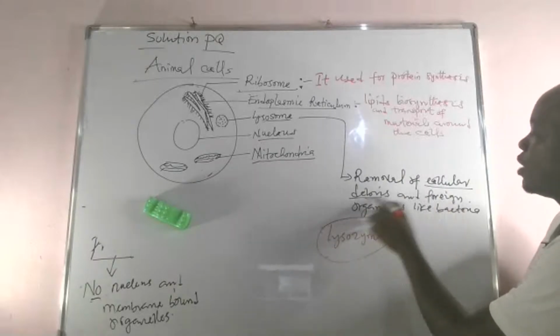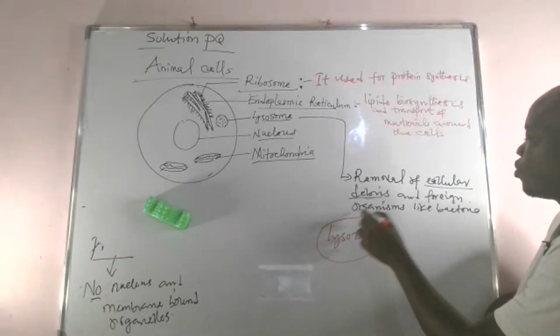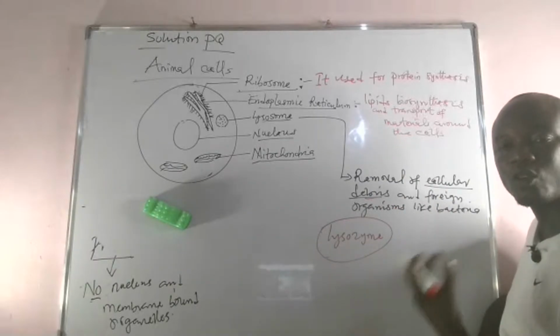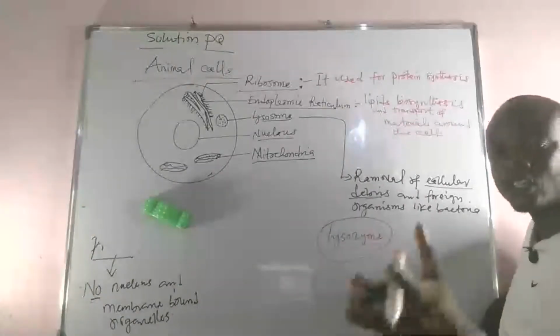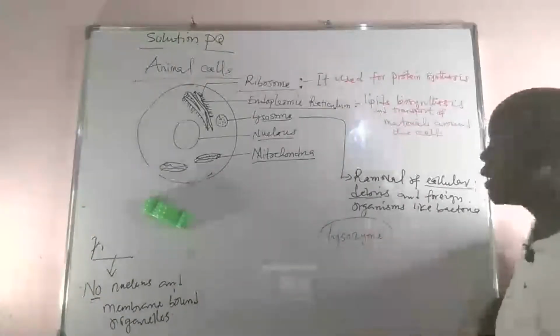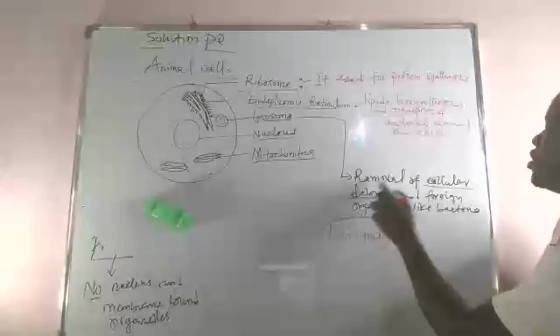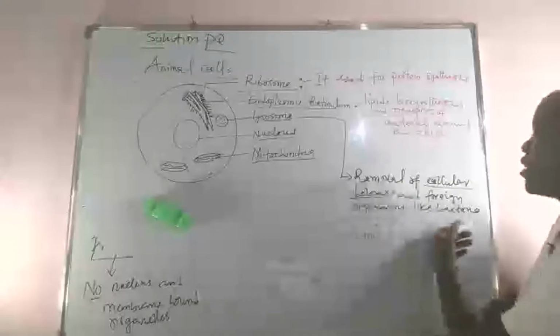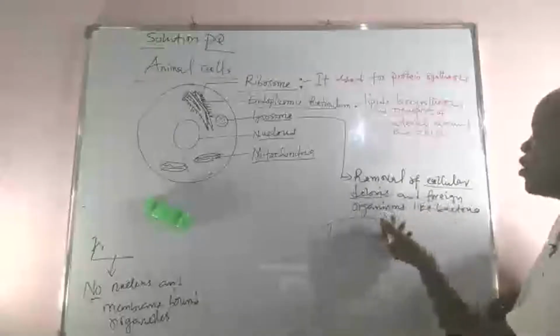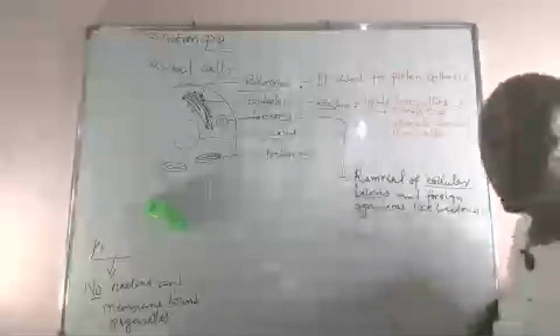It can be cellular debris, it can be an organism or foreign organism that can cause disease in our body. Yes, detoxification, you can also mention that. So you can mention removal of cellular debris and foreign organisms like bacteria that can cause disease.